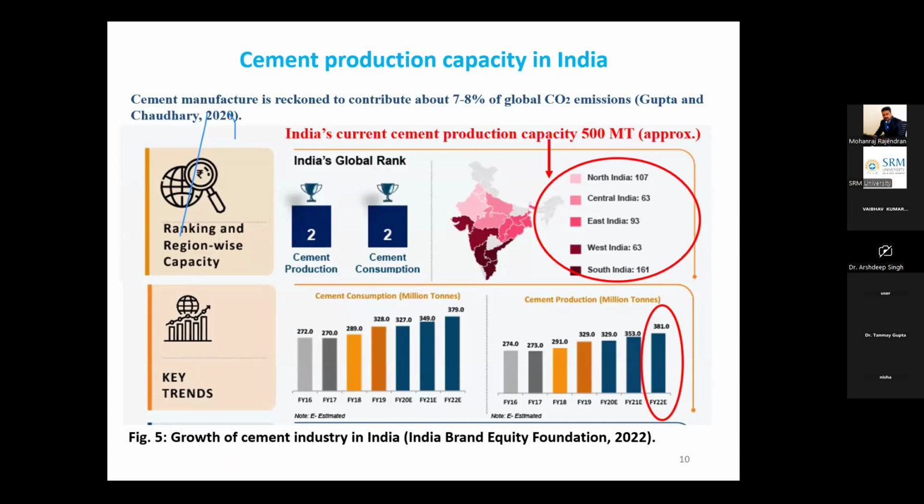So this slide basically shows the cement production capacity in India. As we can see, cement manufacture is reckoned to contribute about 7 to 8% of global CO2 emissions. And currently India's rank in cement production as well as cement consumption is number two. If we see the year-wise trend, the production as well as consumption of cement is increasing year by year. So if the demand for cement is more, it will consume more natural resources, or we can say we are going to generate more CO2 in future if the demand for cement is increasing day by day in our country.